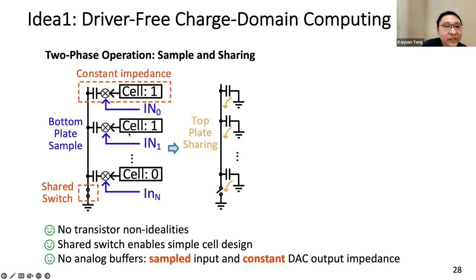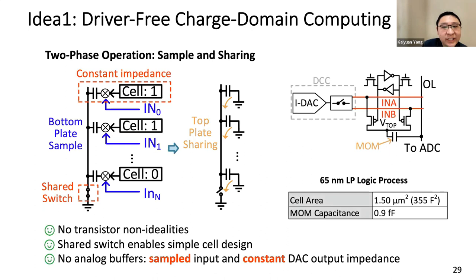So what we do here is we come up with this new design of the computing mechanism. In this mechanism, when you do the input sampling, we can make sure the impedance at the sampling node is constant, so that you can use a simple current DAC, which is essentially a single transistor, to sample your input voltage onto this capacitor. And this is the key idea that makes it possible to do driver-free capacitive computing.